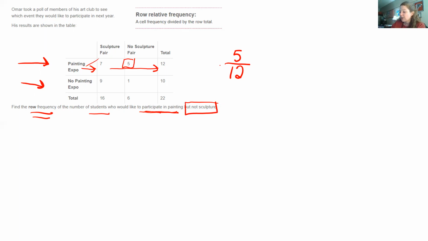So we're either going to leave our answer as 5/12, or I'm going to divide 5 by 12 and round it to the nearest hundredth. I get 0.42 because the next number would be a 6. Or I would say that about 42% of the students who are going to be in the painting expo next year will not go to the sculpture fair.